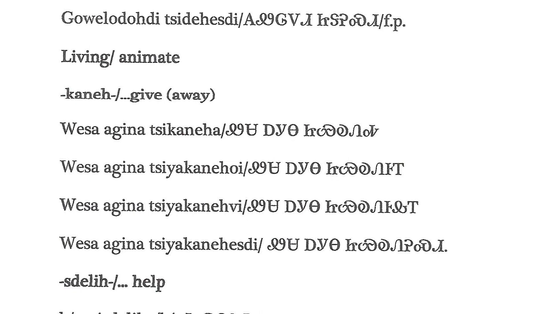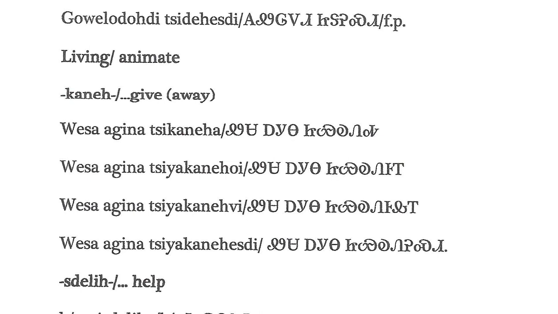Okay, next one. Living or animate, like us, insects, fish, anything that survives, as a living specimen. Okay, kane, it's like to give away. Connie, living thing, Connie. Okay. Wesa, agina, chi Connie, huh? Wesa, cat. Okay. Agina is something young, so in this case it's a kitten. Wesa, agina. That's what I'm doing. I'm giving him or her a kitten, giving it away. Wesa, agina. One of my cats has a litter, I always give him a kitten from that litter, him or her.